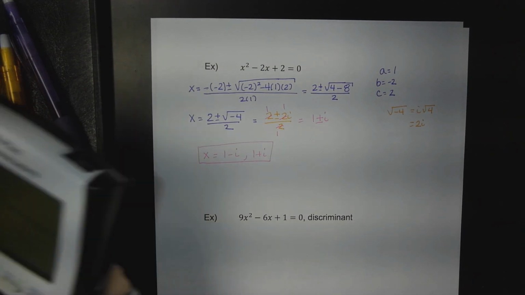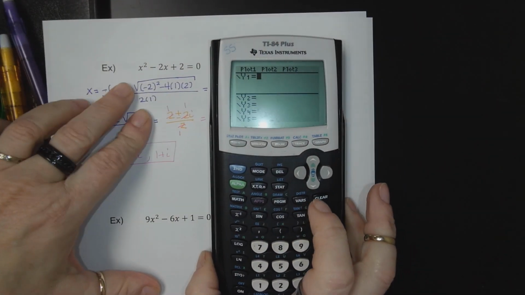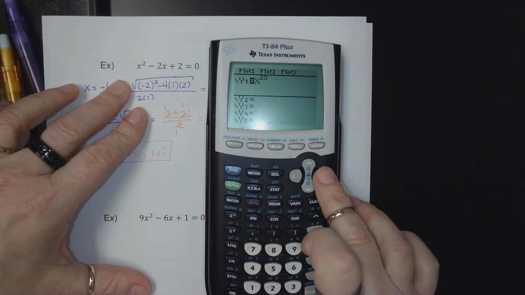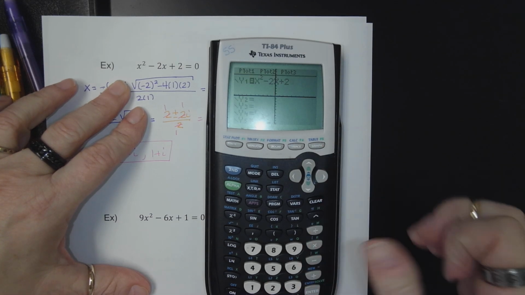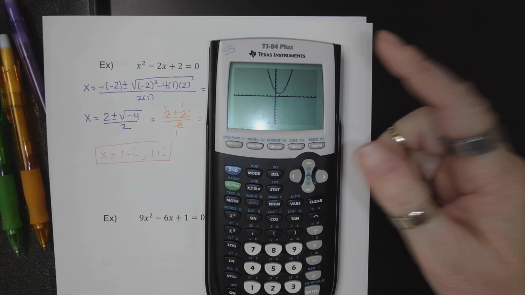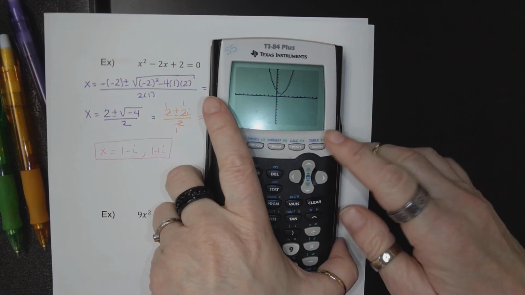And then if we graph this real quick, so we can see it. x squared minus 2x plus 2. See that we have absolutely no x-intercepts whatsoever, so it is what we were expecting. Okay, right on.